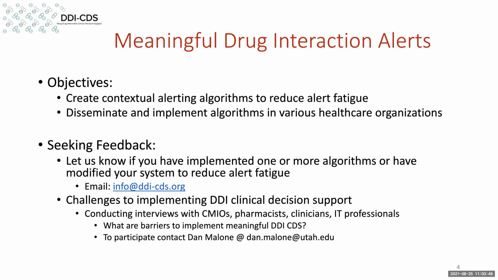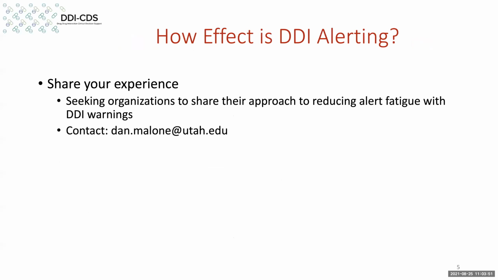We're really interested in how effective alerting is, with respect to how many of these alerts occur and how often they're overridden. We really can't get to true measures of effect, meaning preventing actual harm, but we're trying to figure out if we can tailor some of our alerts such that we provide the right information to the right person at the right time, fulfilling some of the 5 rights of meaningful clinical decision support.